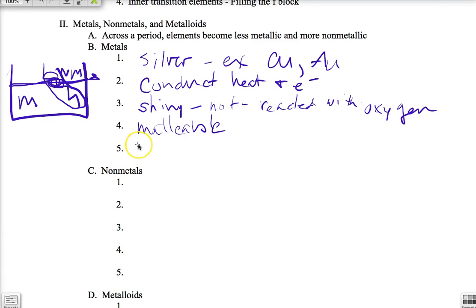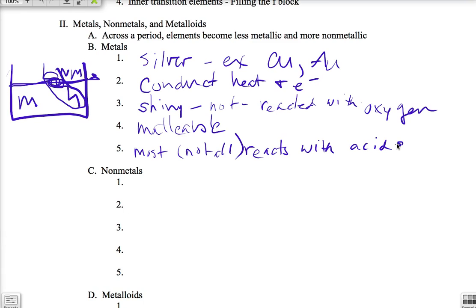And the last but not least, most, not all, react with acids, forming hydrogen gas and whatever else. So that's kind of a rule of thumb: most will react with acids, but if that's your only way to determine whether something's a metal or not, it's not reliable, because there are some metals like gold. Gold doesn't react with hardly anything, so it does not react with acids. You cannot say that gold must not be a metal because it doesn't react, okay?